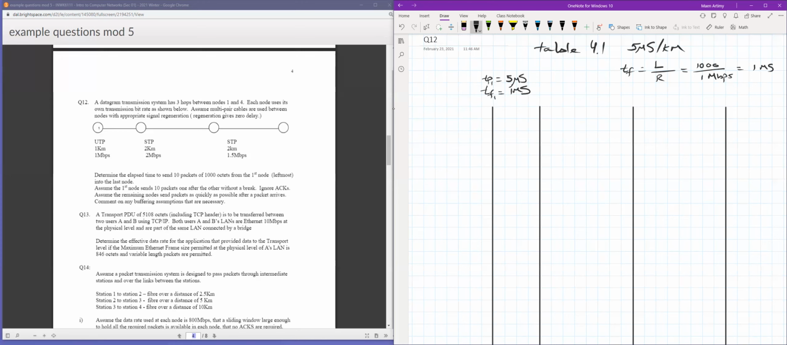Okay, so I don't need to calculate the others actually, because I know that the distance here is twice as much as the first hop, so propagation time is 10 microseconds. Here is 10 microseconds. The TF here is half of this one, because the rate is higher. So I don't need to do the calculations for the rest.